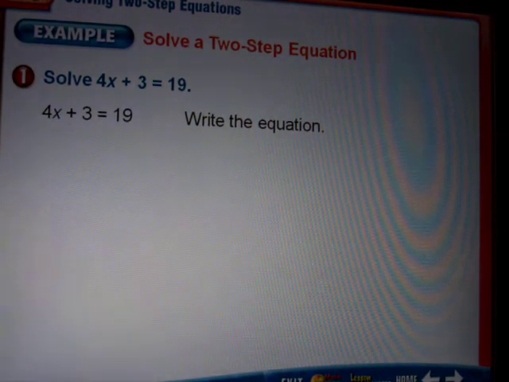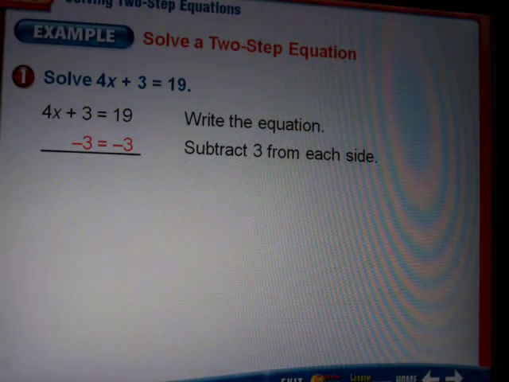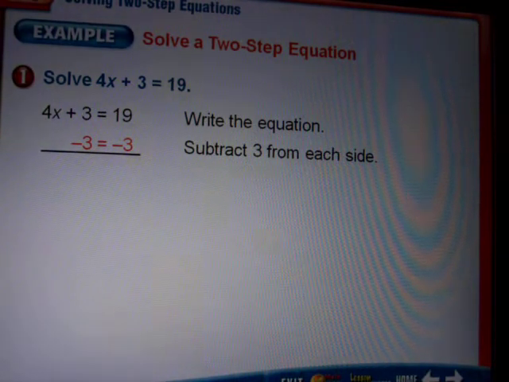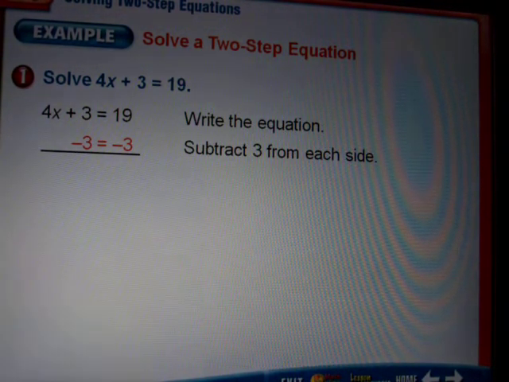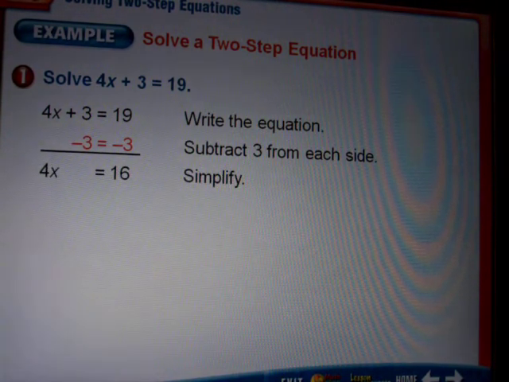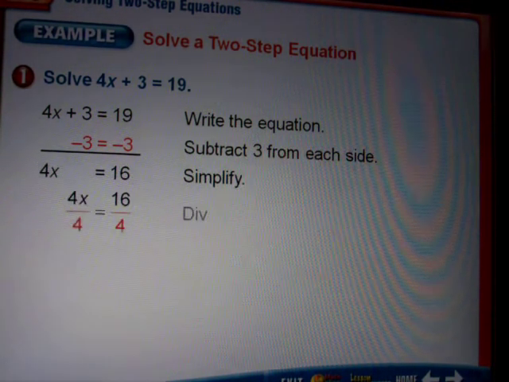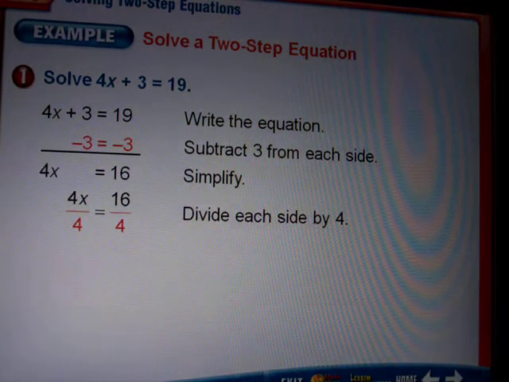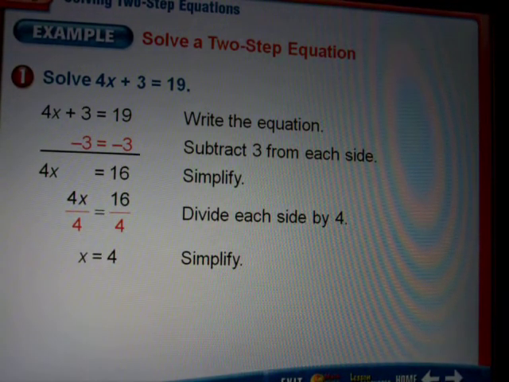So I have my original equation. I'm going to subtract 3 on each side, because we know we can do that because we won't change the validity of our statement. And then I'm left with 4x is equal to 16. I divide by 4. And I'm left with x is equal to 4.